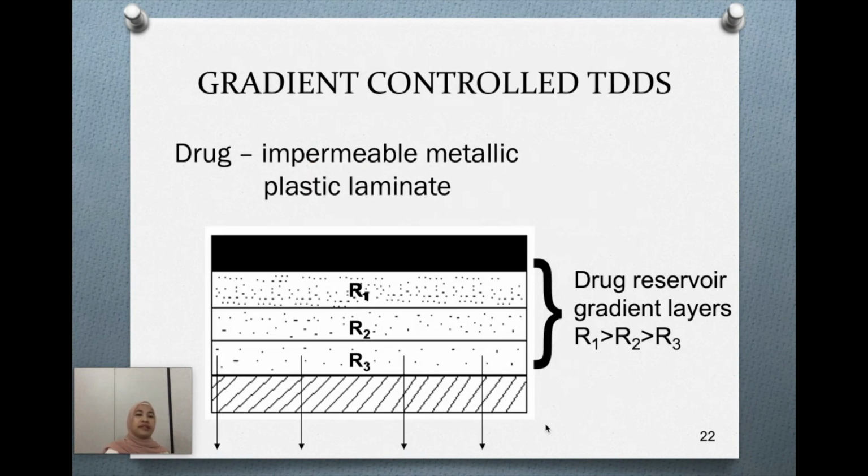So another one is gradient control TDDS. It still has a metallic plastic laminate, all right, but the drug has different layers. So here we can see R1, R2, R3. Now in R1 we have the highest concentration of drug. R2 medium, R3 is the least concentration of drug because we want the drug to diffuse through these layers and therefore release to the skin. Okay.